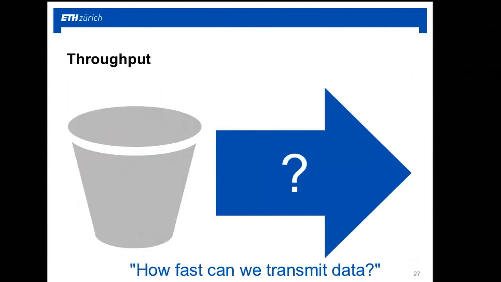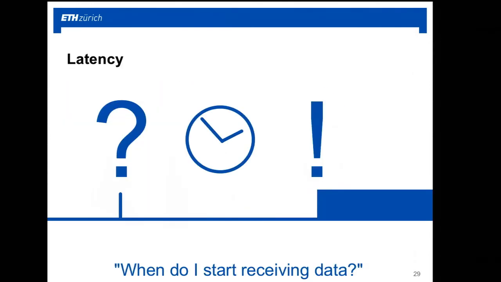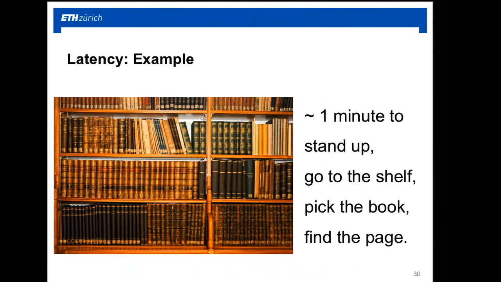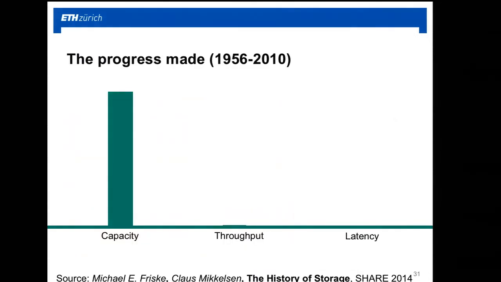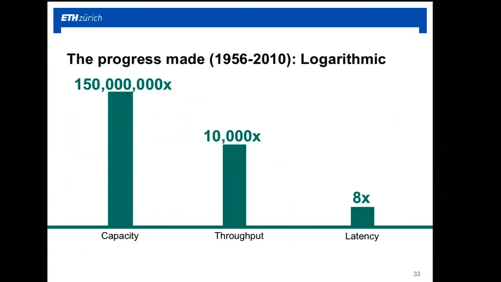The capacity, the throughput, how fast can we transmit the data, and the latency, when you start receiving the data. And I showed you that we had this issue with the progress that was made, that we have a lot of capacity, less throughput, and less latency. And this is relevant for big data, but as it turns out, we are almost in big data if we have a lot of documents to index. So this matters actually a lot to us.